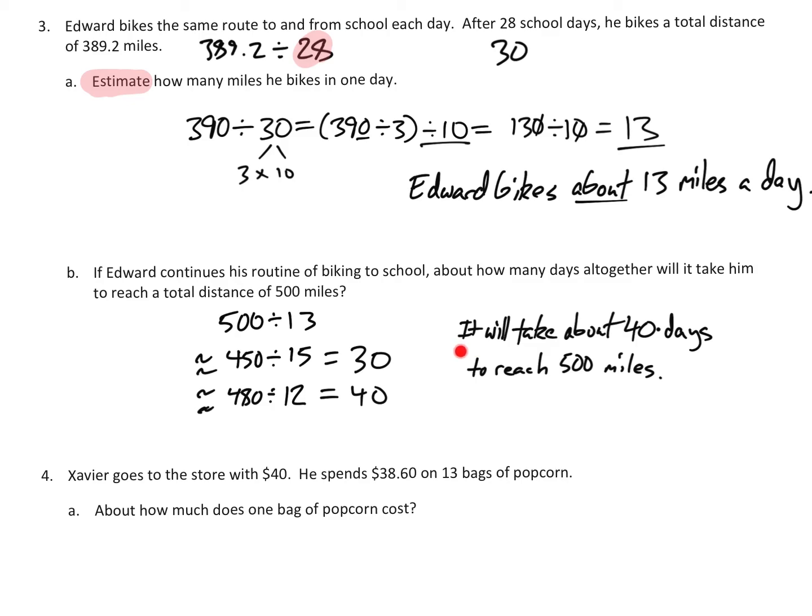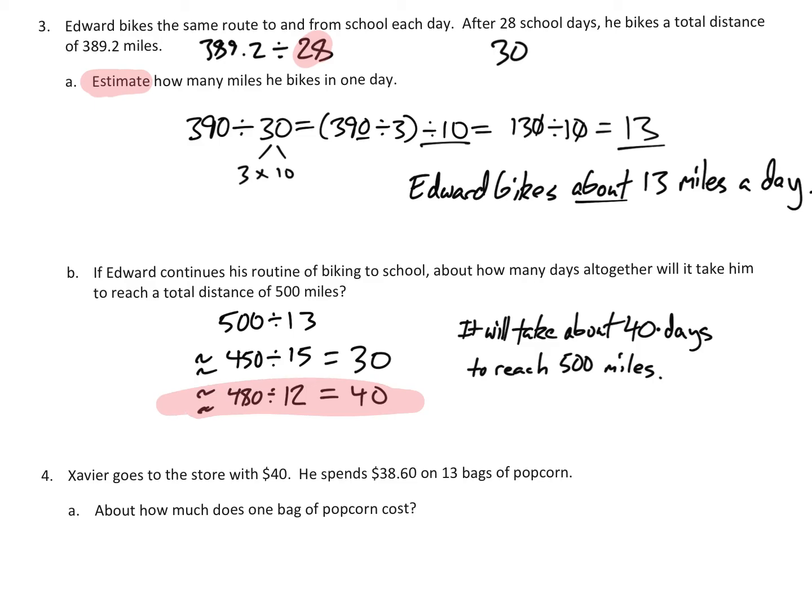Okay, so I got the answer. It will take about 40 days to reach 500 miles. I did it two different ways. Either one of these would be an acceptable answer, but I'll tell you why this is a better answer.